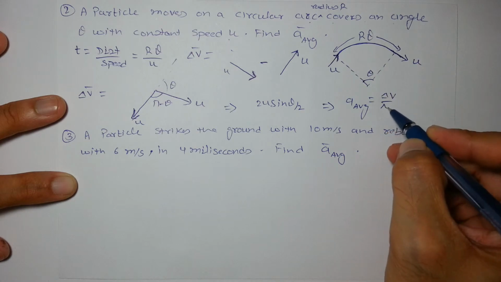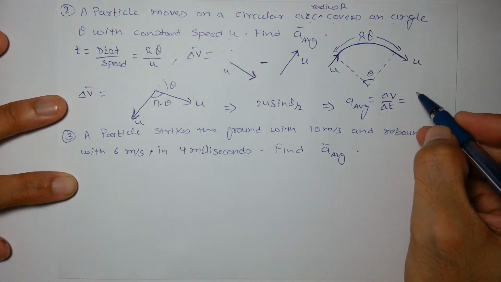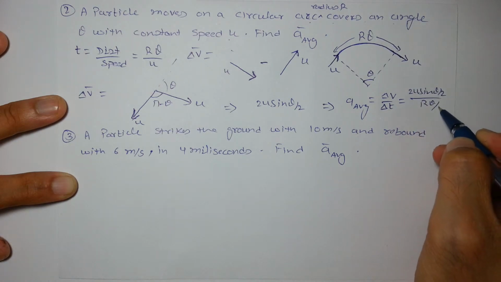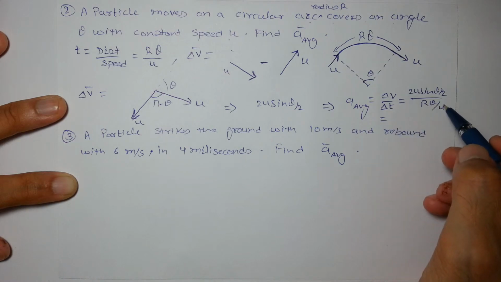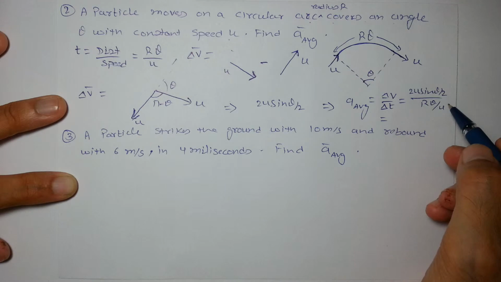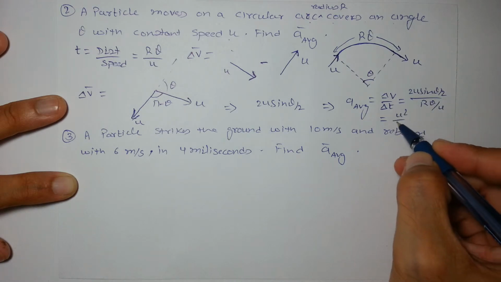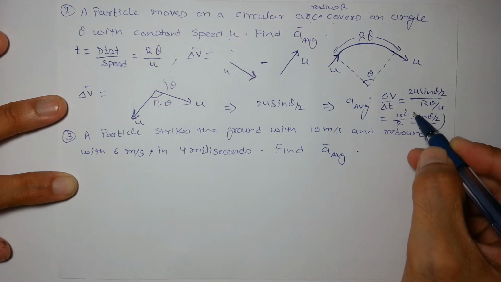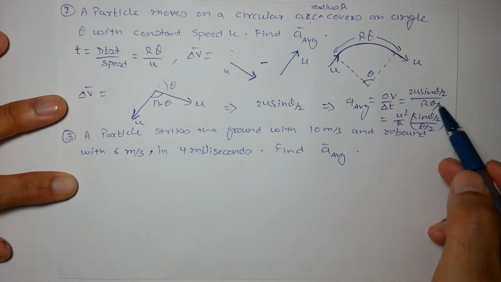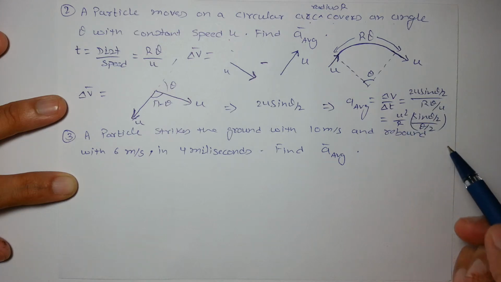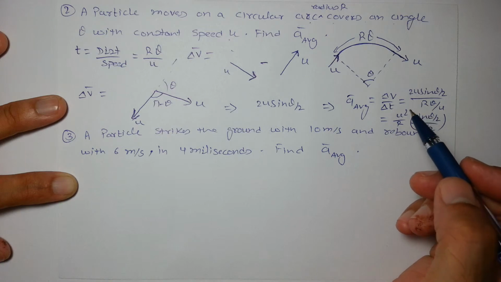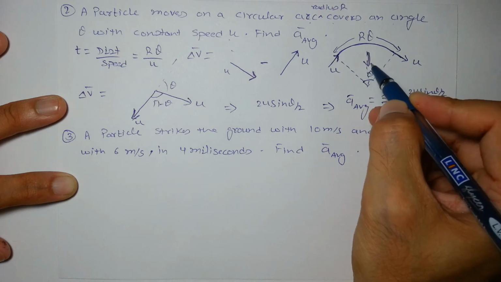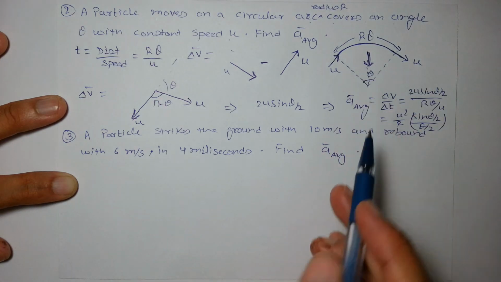Average acceleration is delta v by delta t. So we get 2u sine theta by 2 over r theta by u. Just solving, we can easily find it will be u square by r times sine of theta by 2 over theta by 2. The 2 comes down and u goes up. So u square by r sine theta by 2 over theta by 2 is the average acceleration, and the direction will be along the bisector towards the center. Okay, so this is the average acceleration.